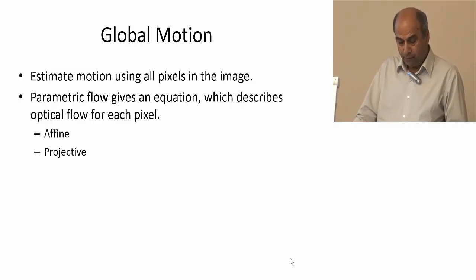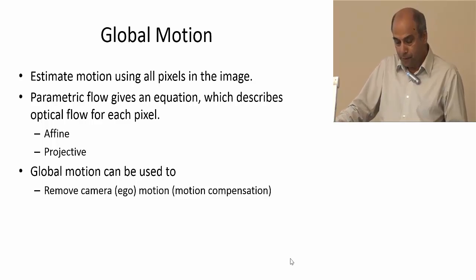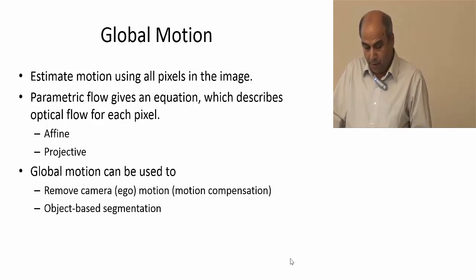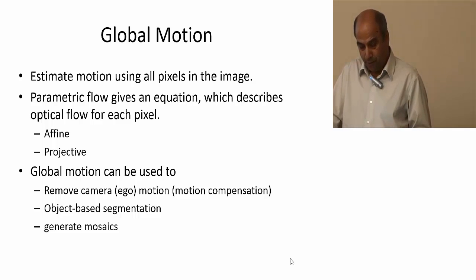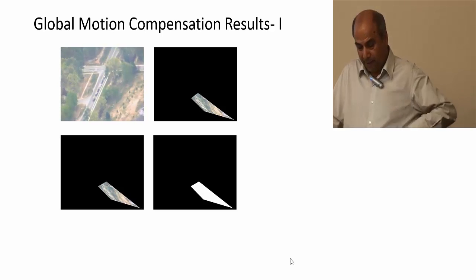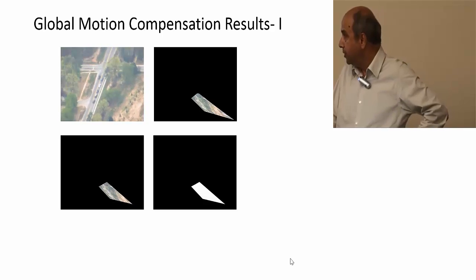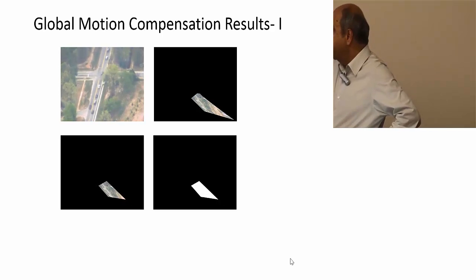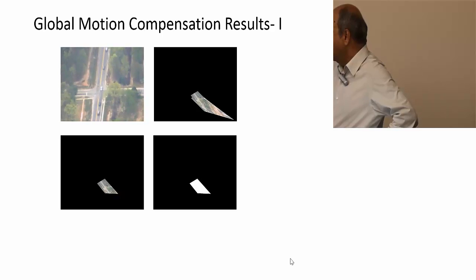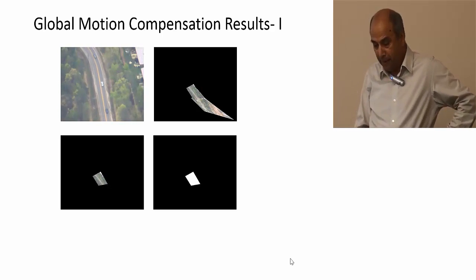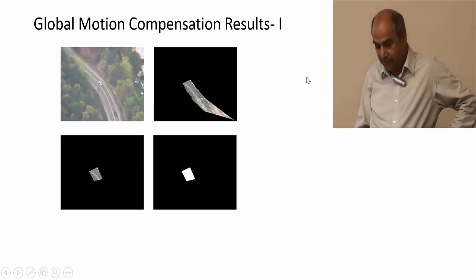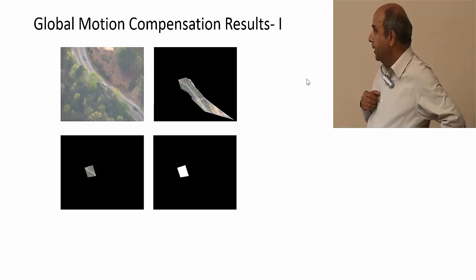We can do affine, we can do projective, we can do all other things. So global motion can be removed, as I told you. You can remove camera ego motion, you can do segmentation, find the moving objects, and you can generate mosaics. You can stitch the images together to generate a mosaic and lots of things. Here's the example I gave you the first day in the lecture. There is this UAV video going through, and we are finding the mosaic incrementally and building it, and this will be a mosaic for all the images in this video.